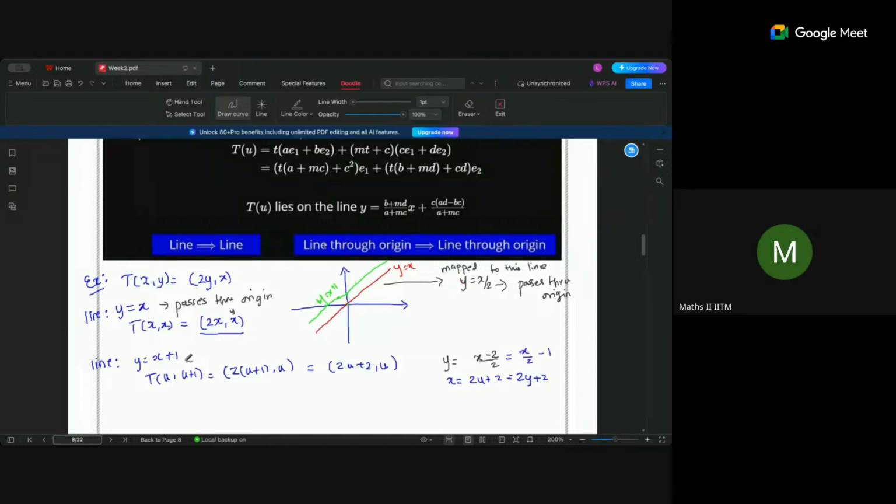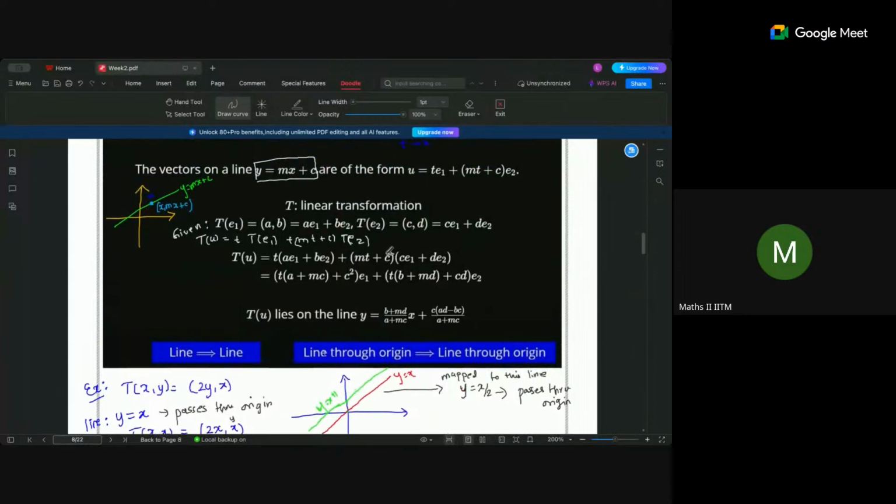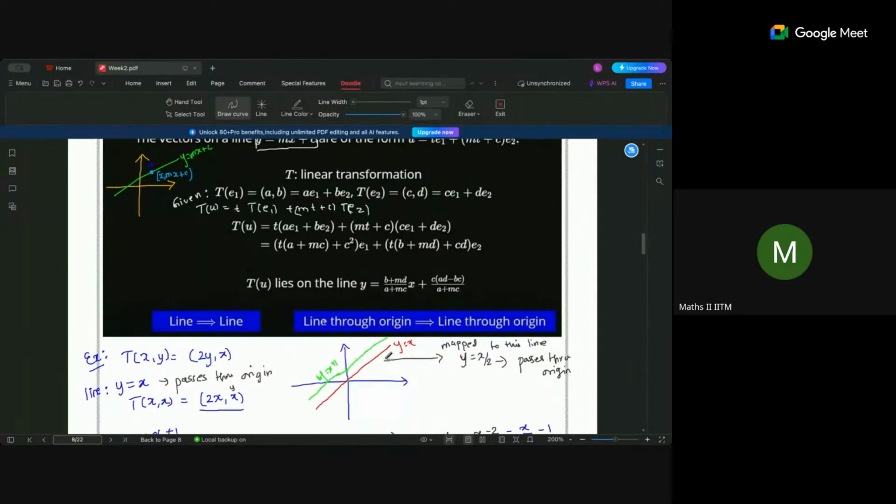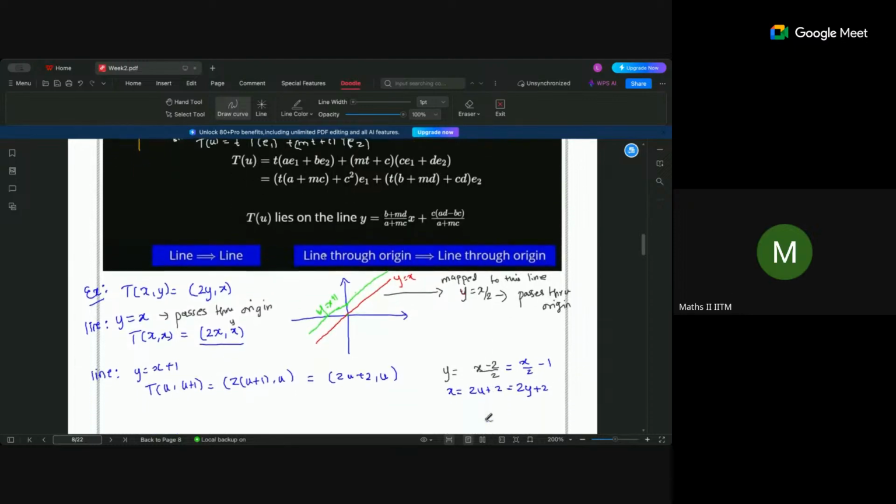No intercept. Yes. So the C part, if C is 0, then you know that the line passes through the origin. So here you see that y is equal to x means it is passing through the origin, and y is equal to x by 2 also. There is no intercept here, so it is also passing through the origin. And here you see that this is a line which does not pass through the origin. Same way here, the image is also a line which does not pass through the origin.